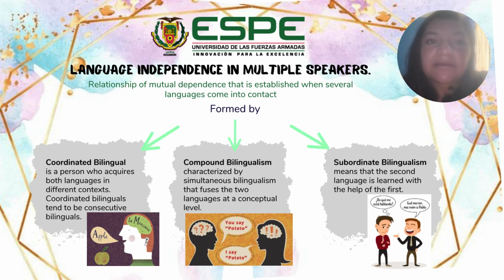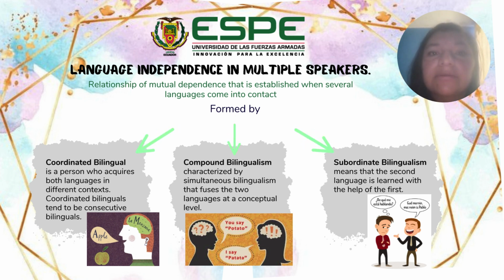In multilingual speakers, it is the relationship of mutual dependence that is established when several languages come into contact. The first is the coordinate bilingual. It is a person who acquires both languages in different contexts. The two languages belong to separate or independent systems. In the same way, coordinate bilinguals tend to be consecutive bilinguals.